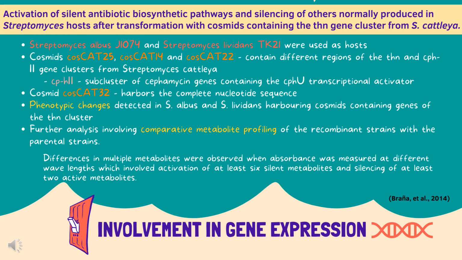In the results, phenotypic changes were detected in S. albus and S. lividans. This prompted further analysis involving comparative metabolite profiling. Metabolite profiling of the recombinant strains showed differences in multiple metabolites, which involved activation of at least 6 silent metabolites and silencing of at least 2 active metabolites.